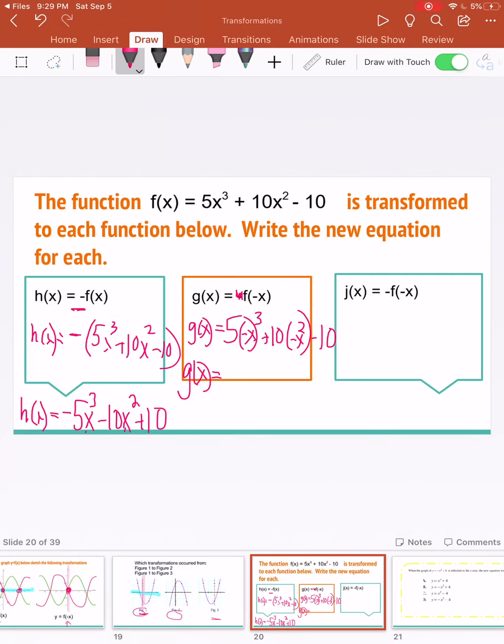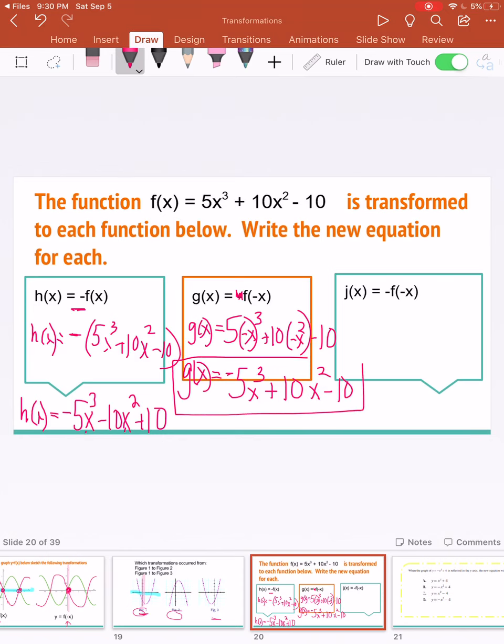So here, if I cube the negative x, would it stay negative? Yes. So I'm just going to move it to the outside, so it becomes negative 5x cubed. If I were to square that negative, would it be negative or positive? It would actually be positive, right? If you square a negative, you end up with a positive because the negatives cancel out. So actually the sign would not change, and I'd still have positive 10x squared.